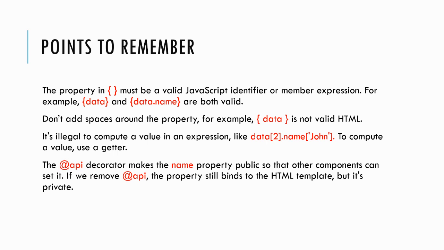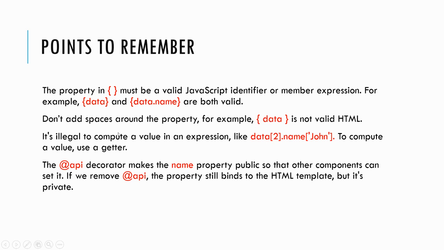Now let's see some key points which we should keep in mind whenever we are working with bindings. The first thing is that the property in curly braces must be a valid JavaScript identifier or member expression. For example, data and data.name are both valid. Whatever property we specify inside the curly braces has to be a valid JavaScript identifier or member expression. The second thing is that we cannot add any spaces around the property. As you can see in the first point, data is a valid identifier, but if you add a space, it becomes an invalid identifier because it is not valid HTML. So we should not add any space between the curly braces and the property name.